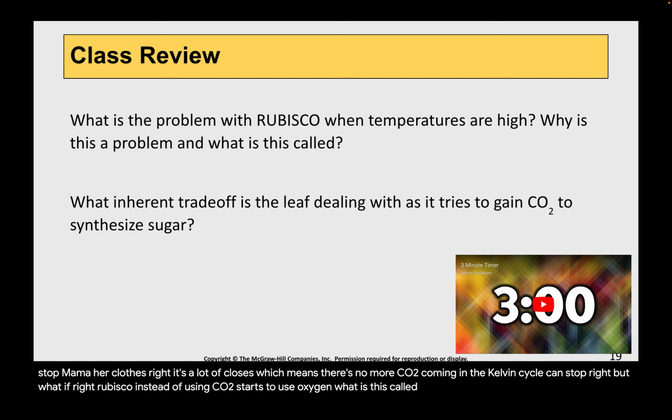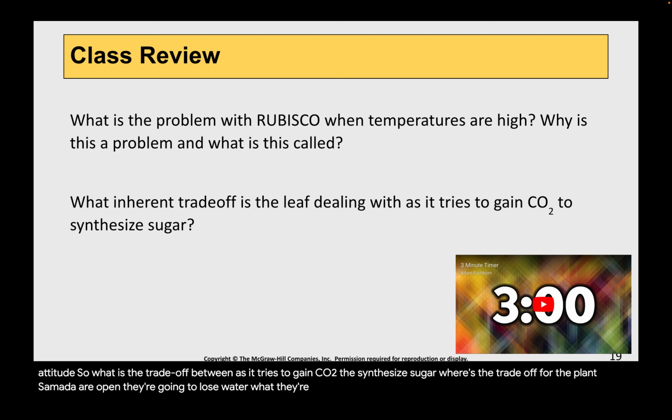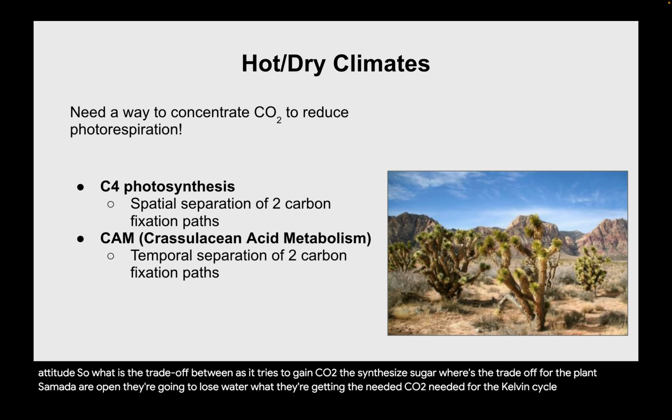Photorespiration. So unless plants have an adaptation to overcome it, photorespiration is going to occur. So what is the trade-off as it tries to gain CO2 to synthesize sugar? What is the trade-off for the plant? It'll lose water. Yeah. If stomata are open, they're going to lose water, but they're gaining the CO2 needed for the Calvin cycle. All right.